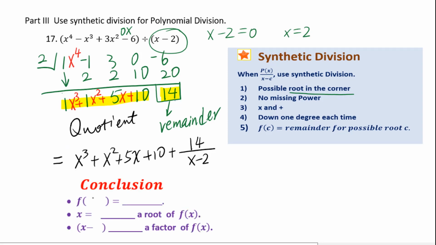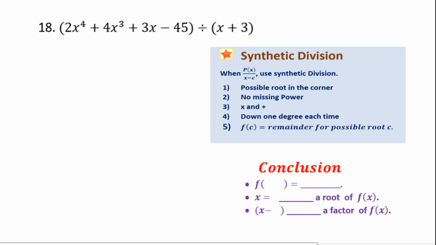Conclusion. F of 2 equals remainder 14. X equals 2 is not a root of f of x. X minus 2 is not a factor of f of x. Let's go to number 18.